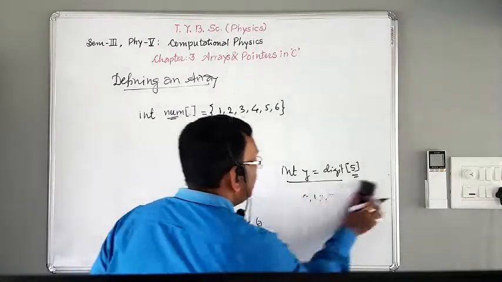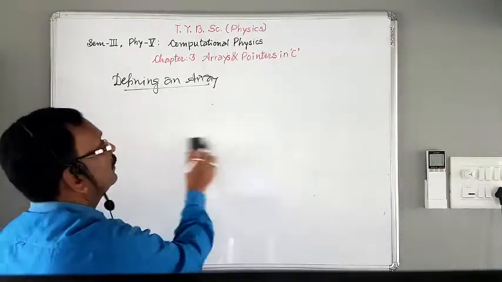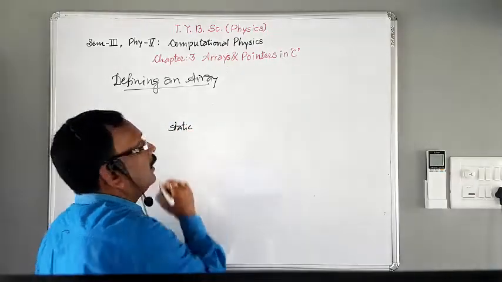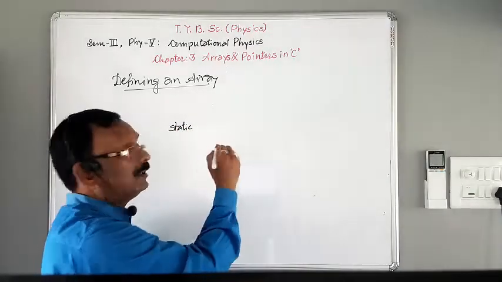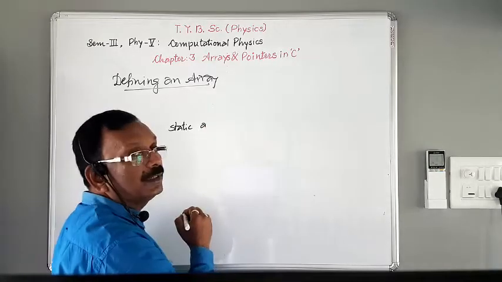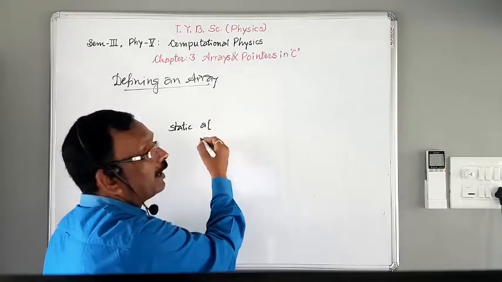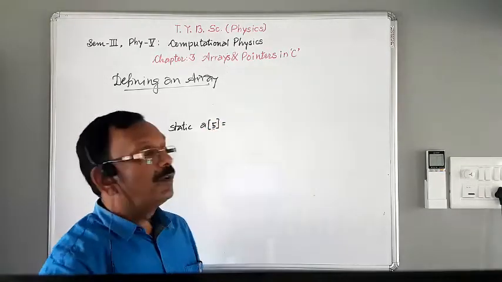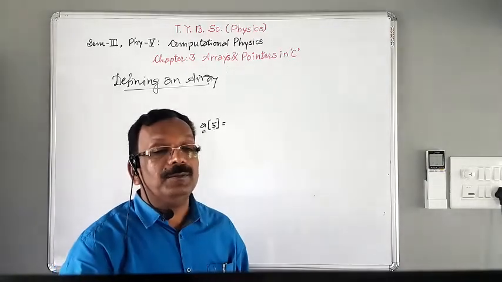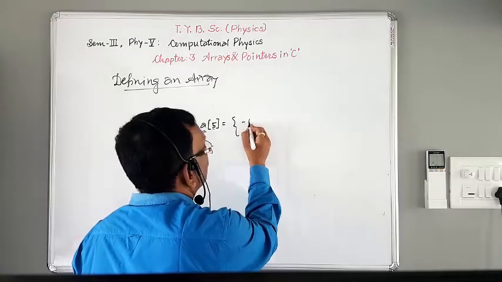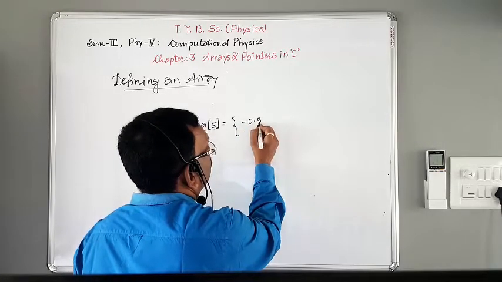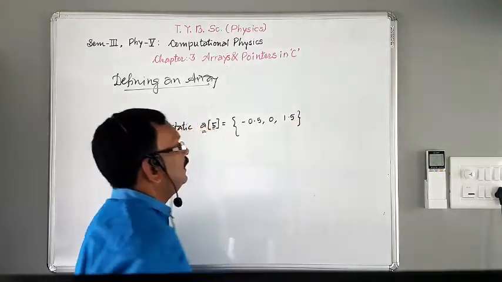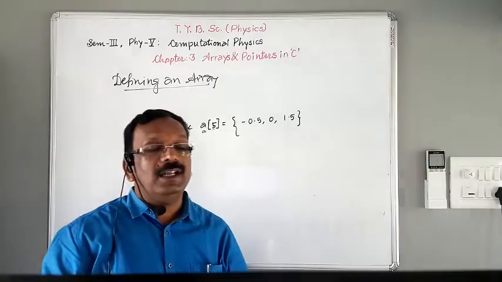Now see one more example. Suppose the array is static like this. Static is the name of the array, and in this static we write the type, the memory location, and here we write 5. What is 5? 5 is the number of elements in A, and A is the array name. Suppose there we write minus 0.5, 0 and 1.5.